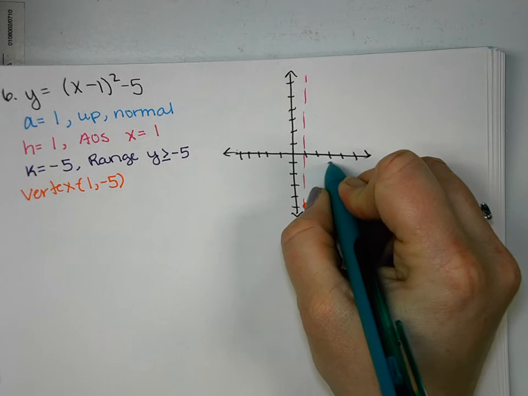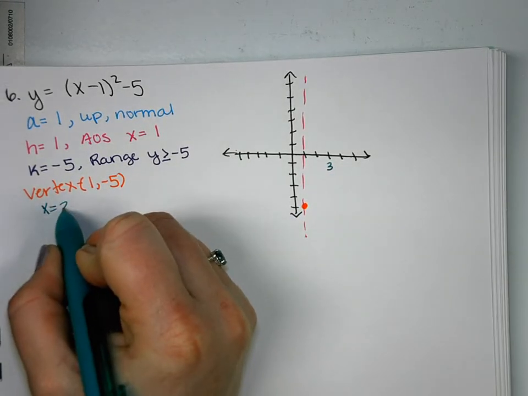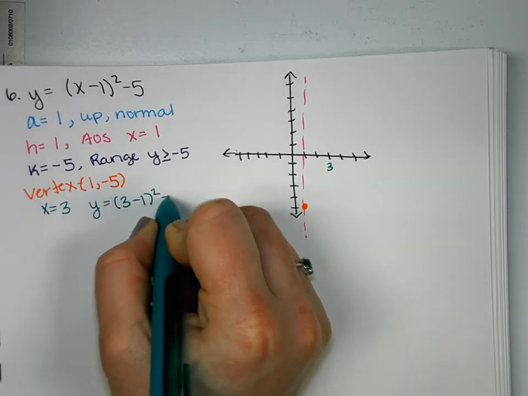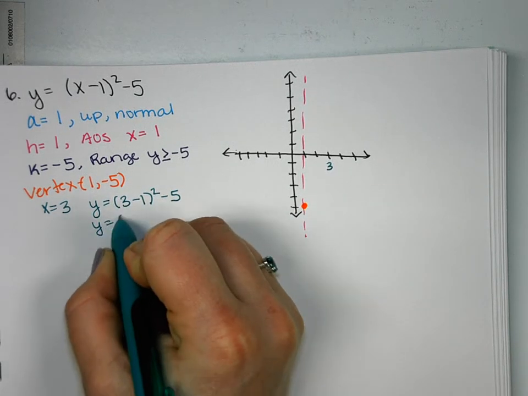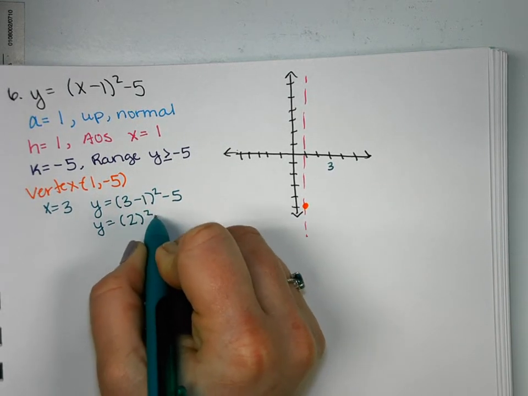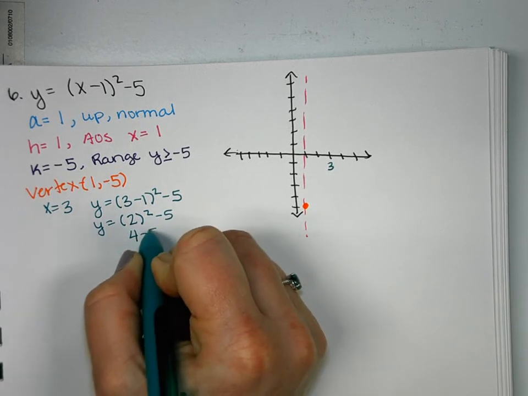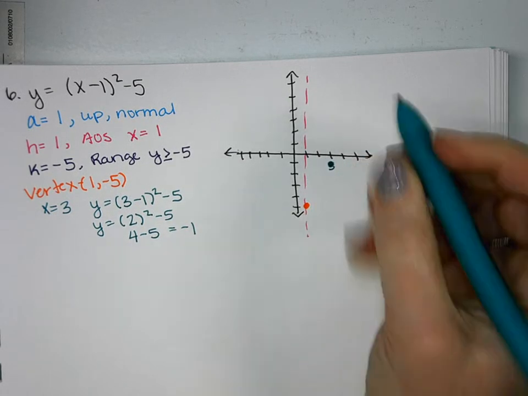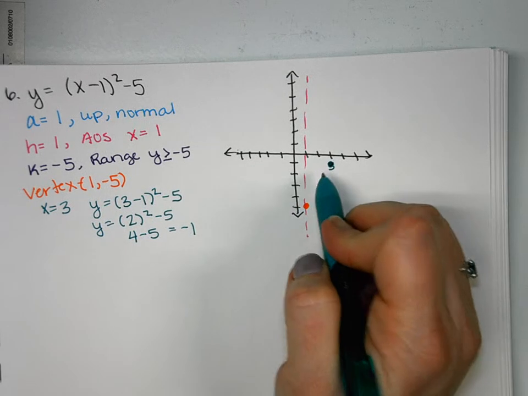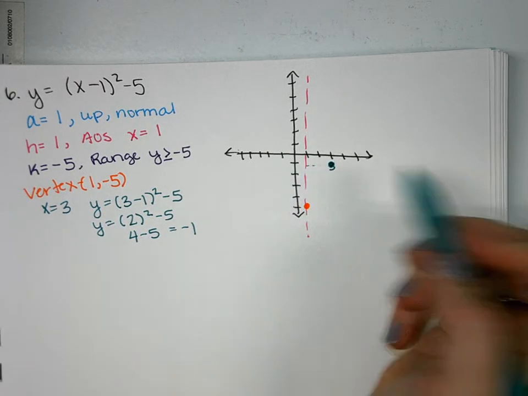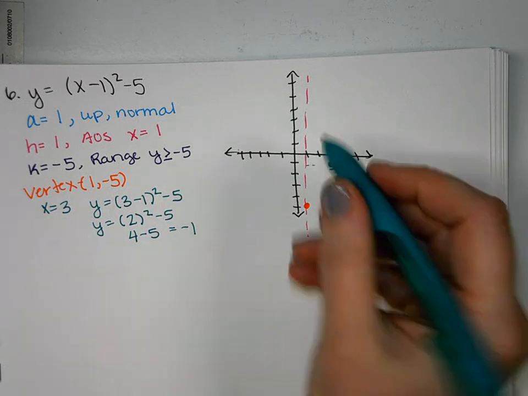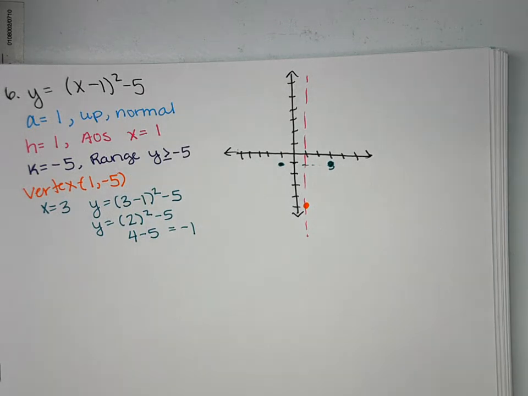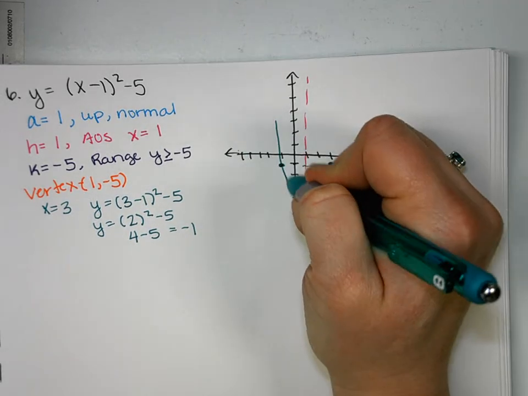Okay, so if we plug in x equals 3, we'll have 3 minus 1 squared minus 5. So parentheses, that'll give us 2 squared. 2 squared is 4. 4 minus 5 is -1. So 3, -1. So how far away was 3 from our axis? 2 spots. So we got to go 2 spots in the other direction and we'll get the other point. Connect the dots and you have your parabola.